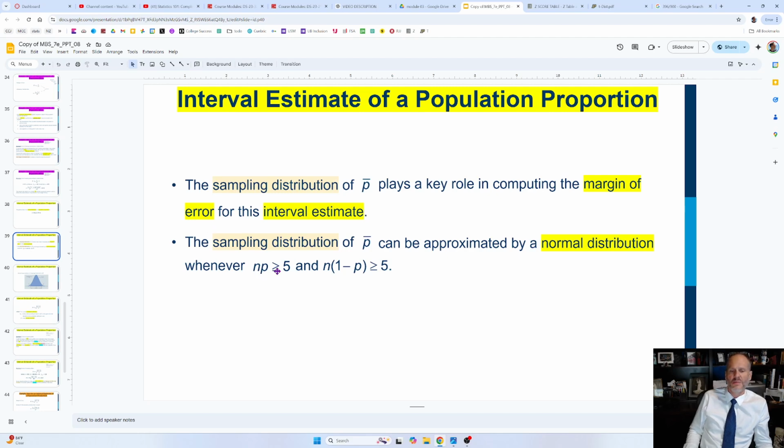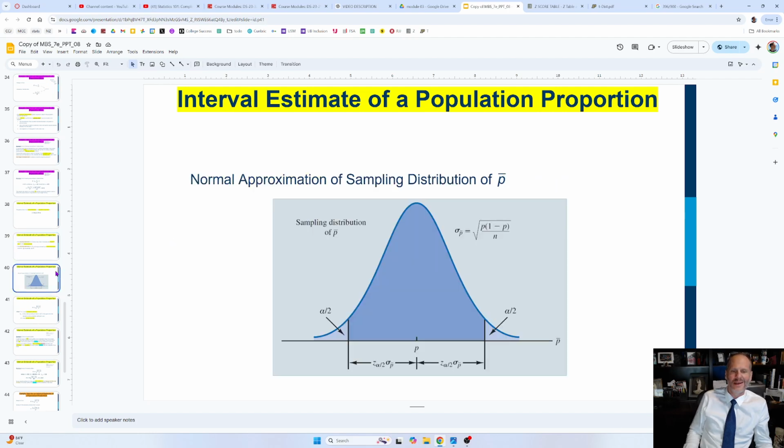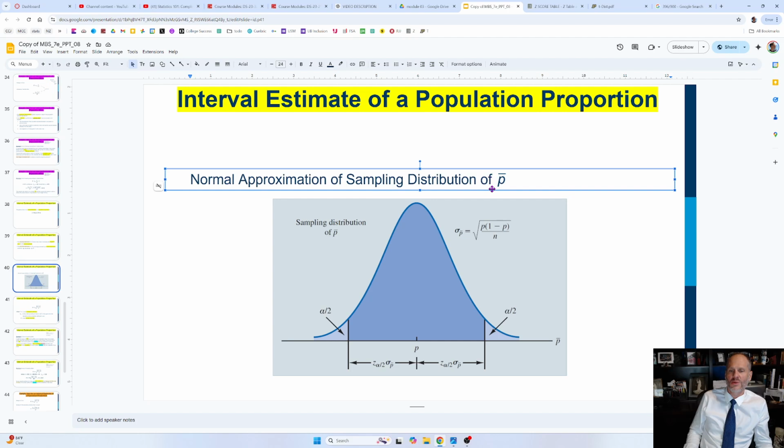So when we do n times p, we should have that be greater than 5. And when we do n times 1 minus p, that should also be greater than 5. And again, beyond my pay grade to understand why on that one, so I'm just going to let that one be. So that's the normal approximation of a sampling distribution of a sample proportion.